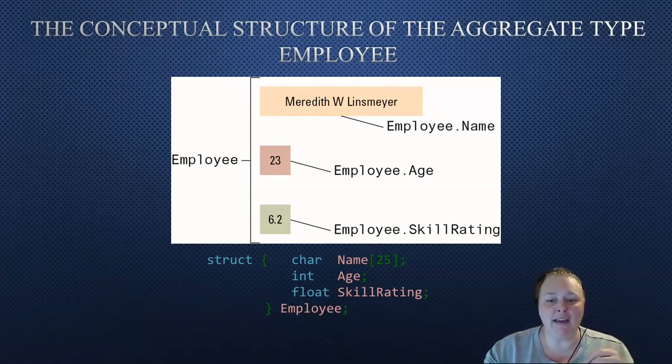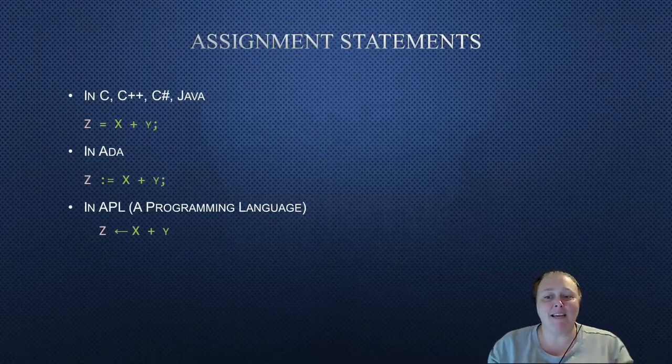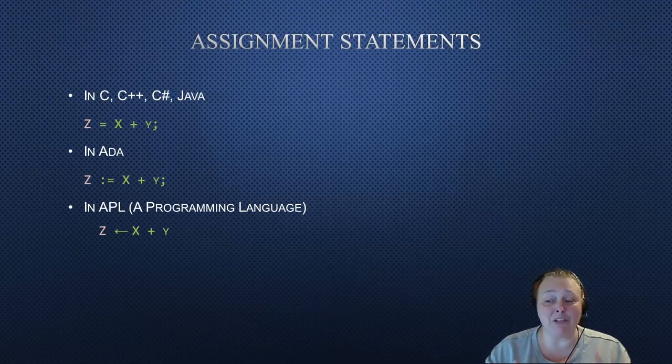So it's a good way to keep things that are related together in one spot. We've talked about assignment statements in Python, but let's take a quick look at a few different languages and what assignment statements look like in those languages. All of these are going to do the same tasks at the machine language level, but the syntax is going to be a little bit different at this higher level, okay?